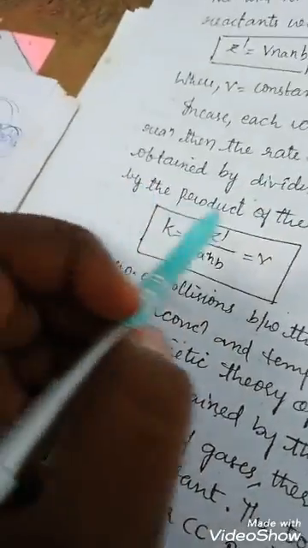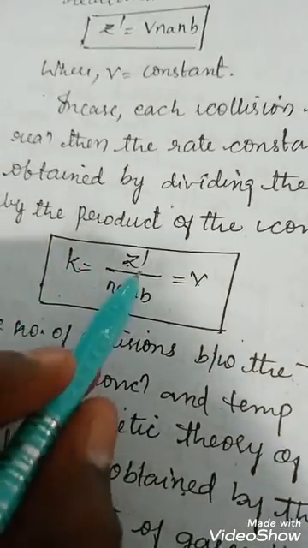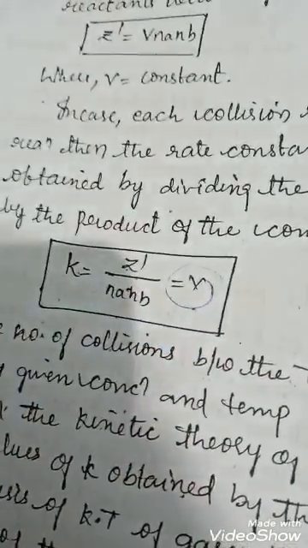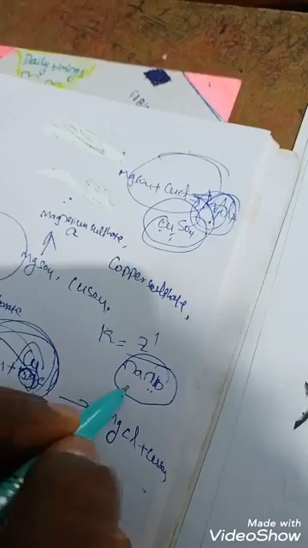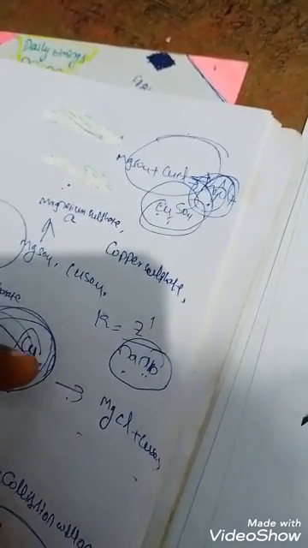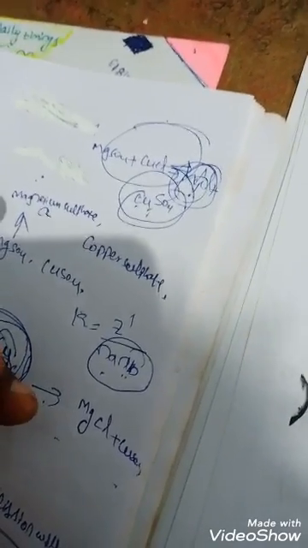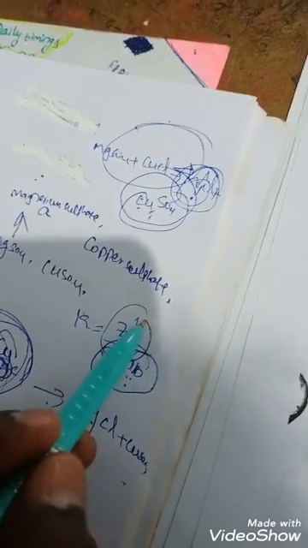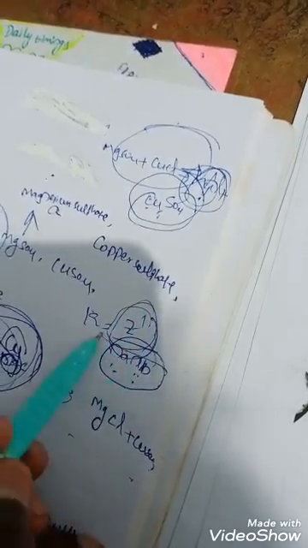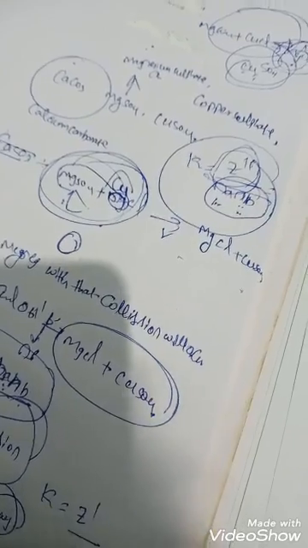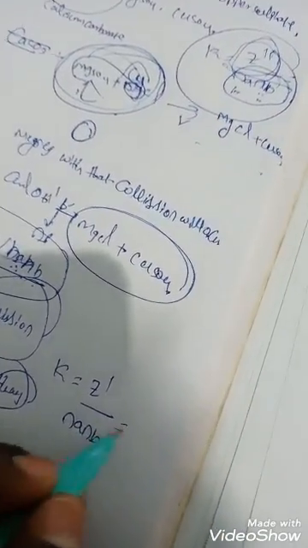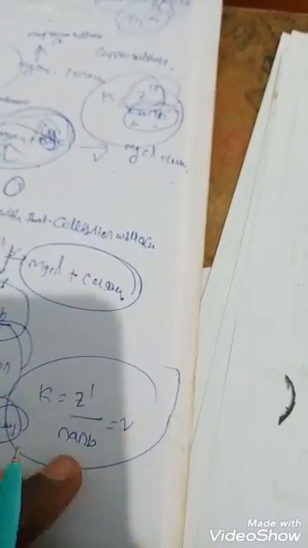So then the rate constant of the reaction is obtained by dividing the number of collisions by the product of the concentrations. K equal to Z1 by Na Nb equal to V, where K means constant. Na and Nb come from the reactants we took in the previous case. Z is the total number of reactions divided by the product of the two reactants. This is the equation: K equal to Z1 by Na Nb equal to V.